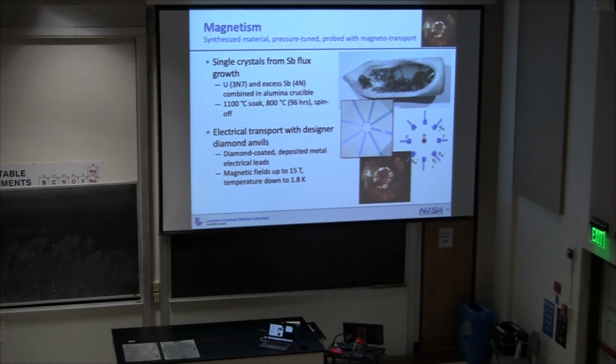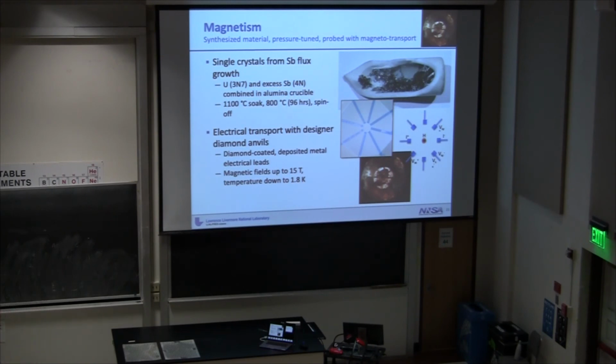So that's how we do this. We call these designer diamond anvils. The electronic configuration looks like this. We generally put current through these two opposing leads, and we'll measure voltage across here, so that gives us something like a Hall voltage, and then we'll also measure voltage along this direction. So we have a 4-probe measurement in both cases, one that's parallel to the current and one that's perpendicular to the current.